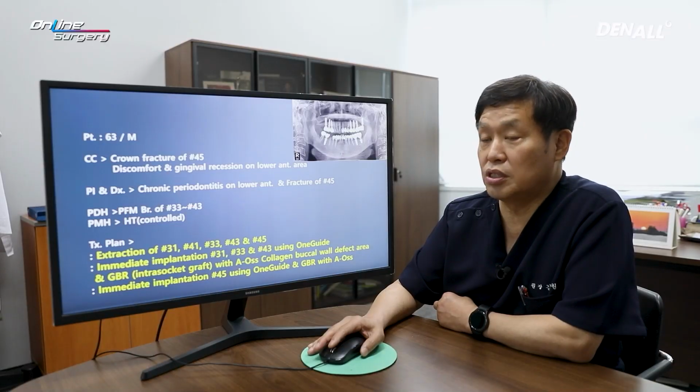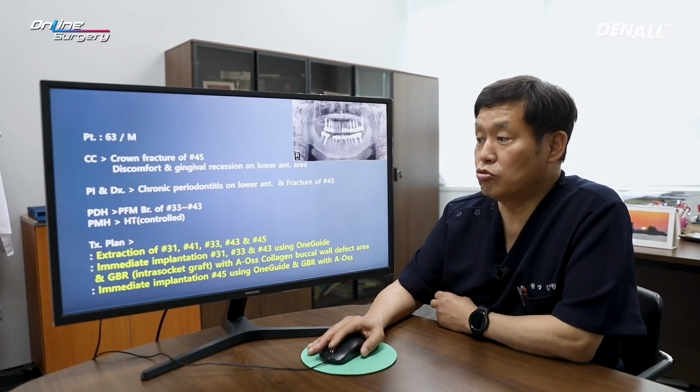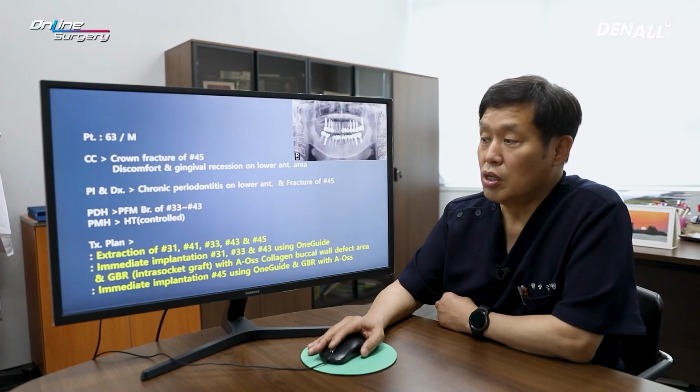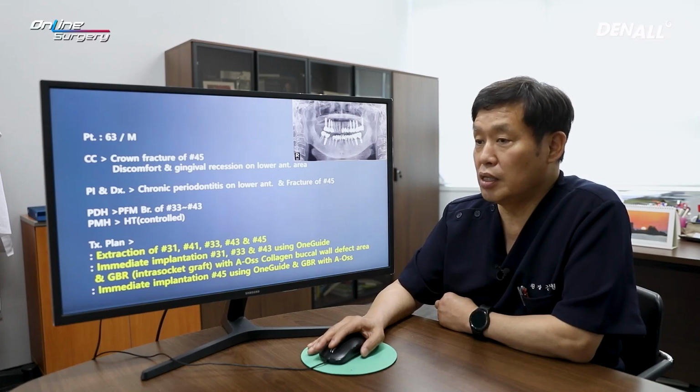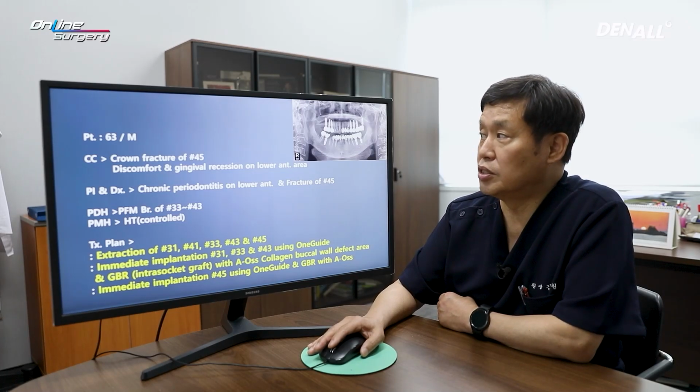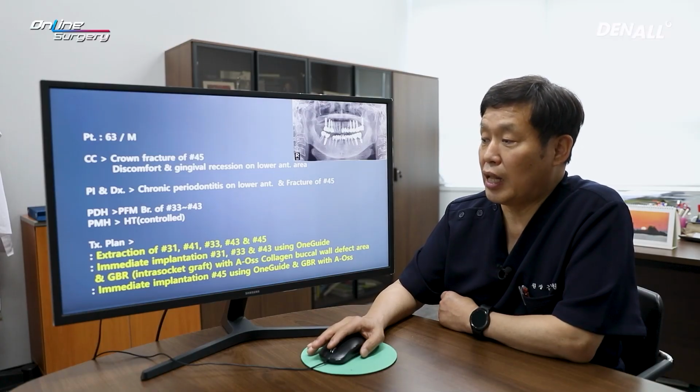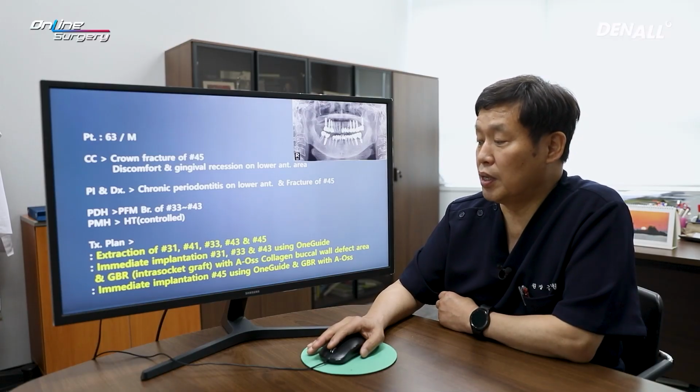Since this is immediate implant placement following extraction, a gap within the socket is anticipated, so GBR was planned using A Oss Collagen, especially because there is a buccal wall defect. The patient was hesitant to have tooth 45 treated simultaneously due to anxiety, so the plan was to address it separately with immediate implant placement.